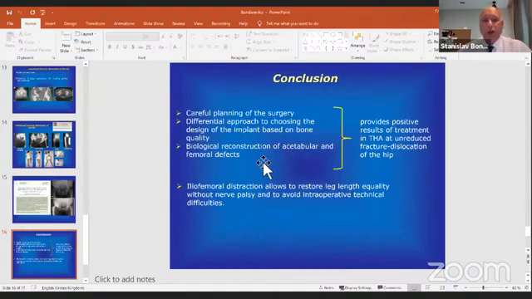To conclude, careful planning of the surgery, a differential approach to choosing the design of the implant based on bone quality, biological restoration of acetabular and femoral defects, iliofemoral distraction to restore leg length equality without nerve palsy, and avoidance of intraoperative technical difficulties provide positive results of treatment in total hip arthroplasty in unreduced fracture dislocation of the hip.